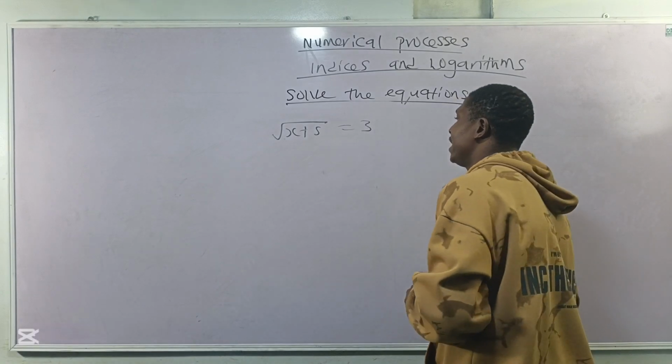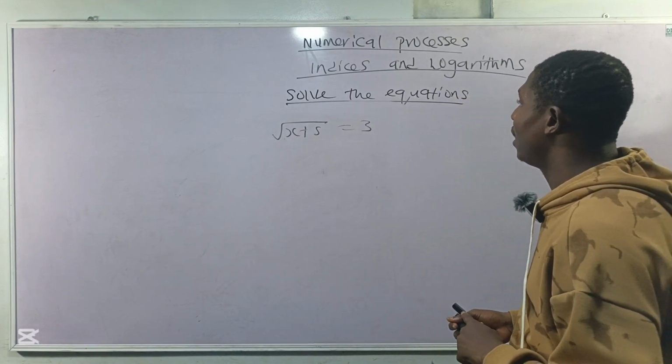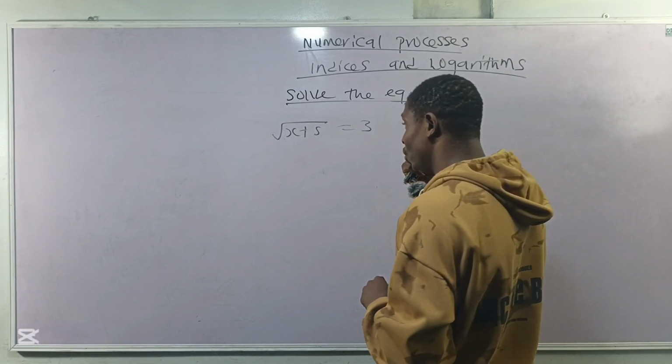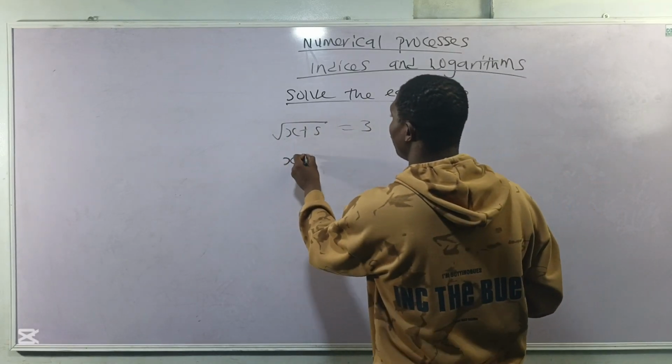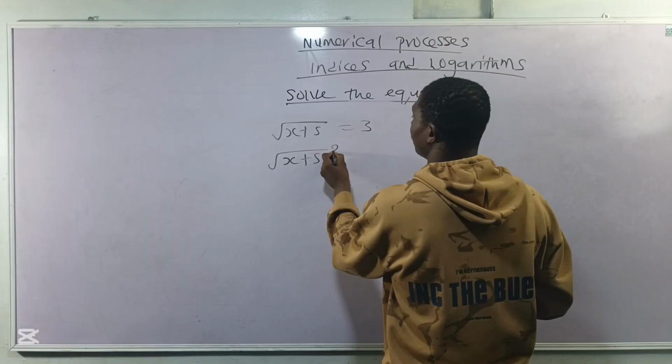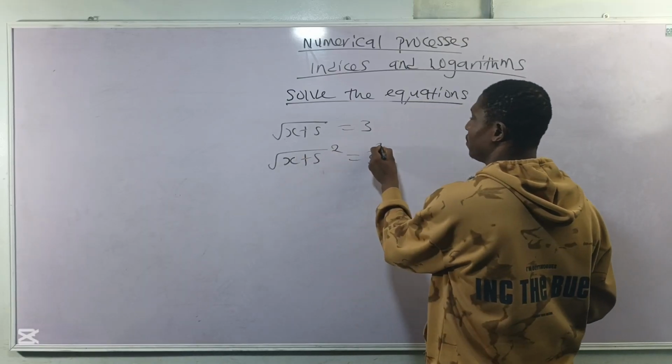We have root x plus 5 equal to 3, and we have to solve the equation. To solve the equation means we look for the value of what? X. First, we have to square both sides, so as to remove the square root here.